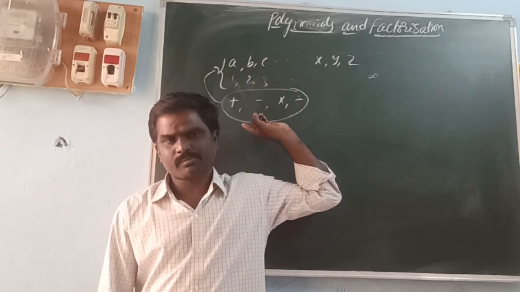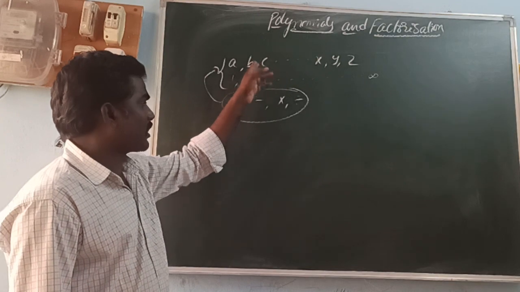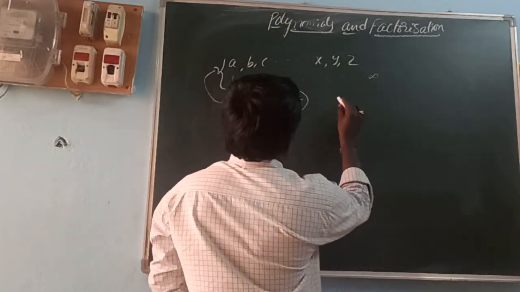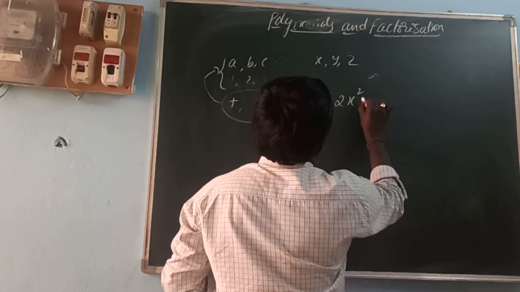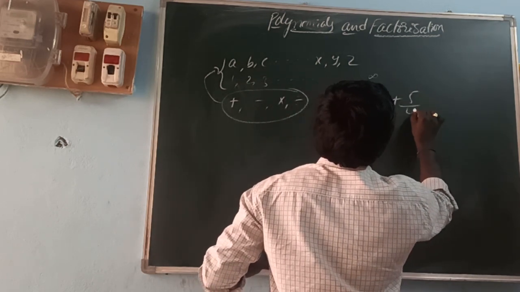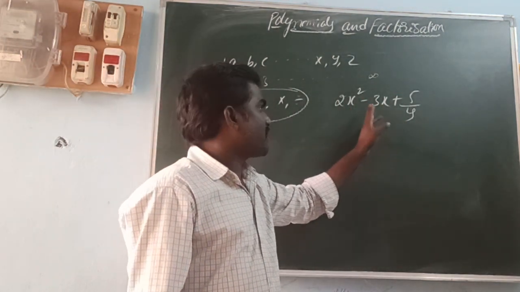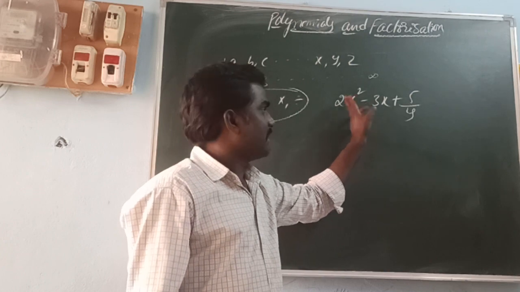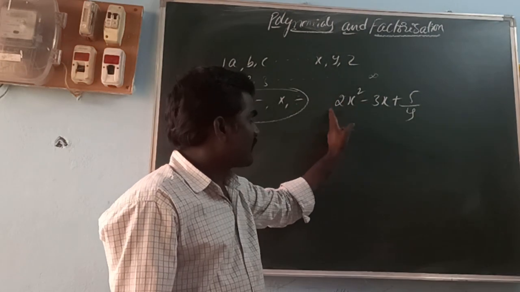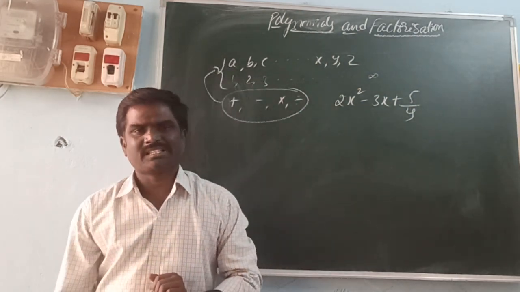Already you know the algebraic expression. Variables or constants or both with the combination of binary operations is called an algebraic expression. For example, 2x square minus 3x plus 5 by y. What are the variables here? X, y. Binary operations: plus, minus, into, divide. Where constants are 2, 3, 5. So this is called an algebraic expression.